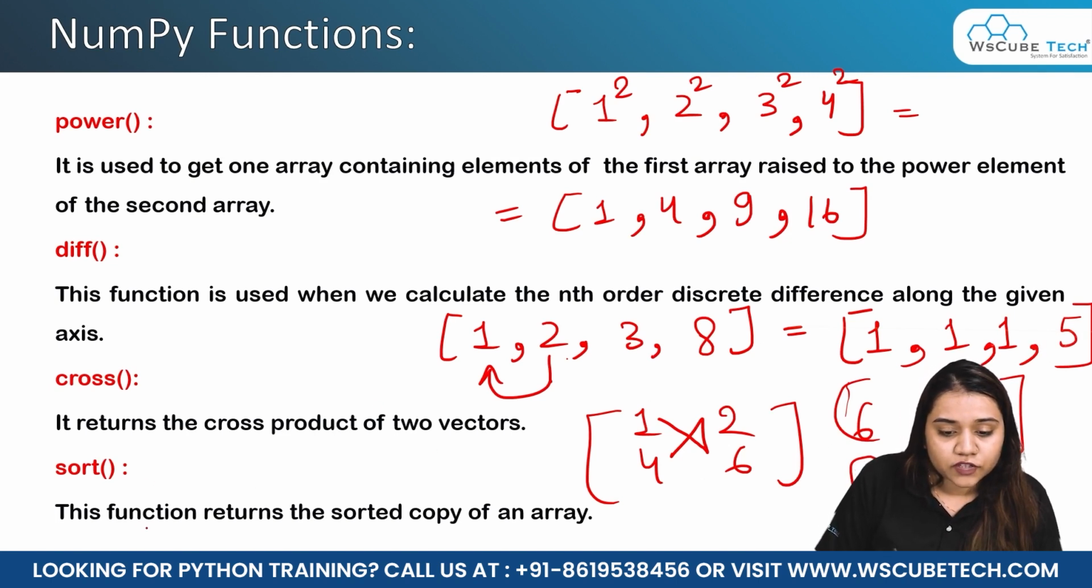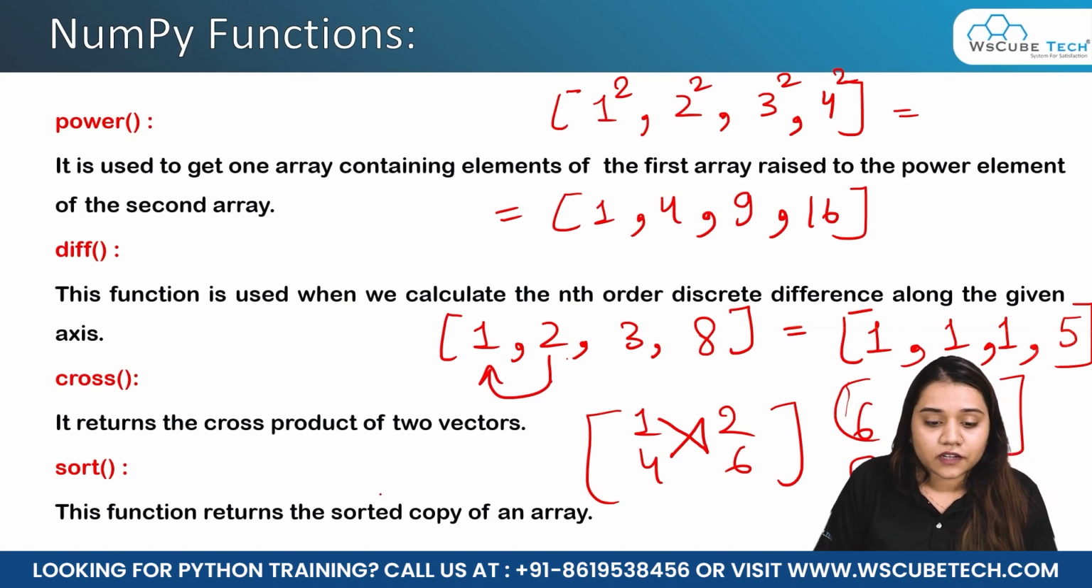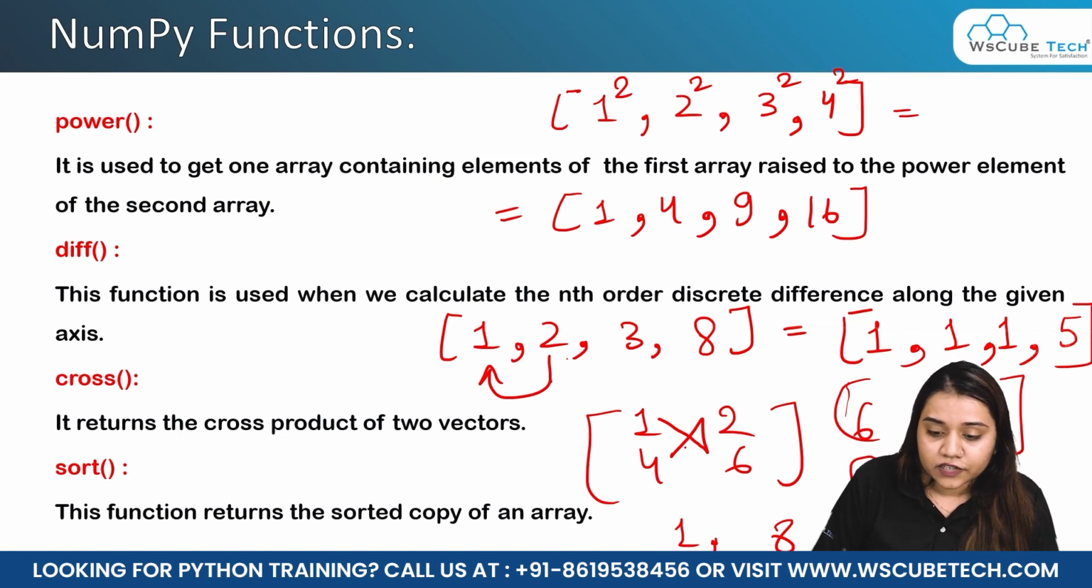Lastly, we have the sort function. Sort function will give us the sorted copy of an array. That means if you have 1, 8, 6, 3, then after sorting it in ascending order, it would give us 1, 3, 6 and 8. So this is how the sort function works over here. Let's see its practical explanation as well.